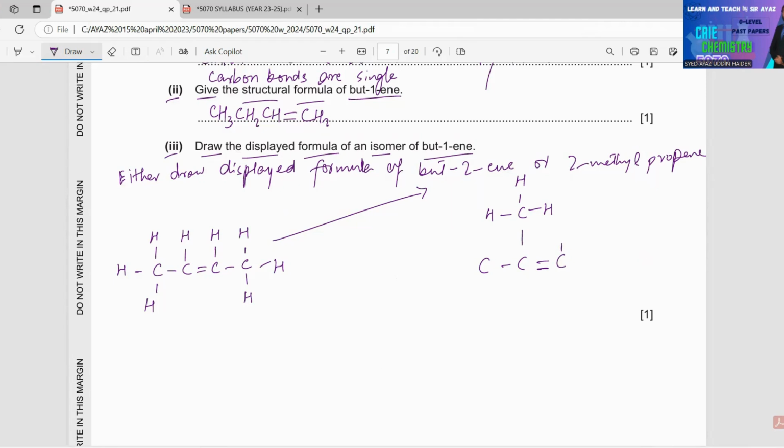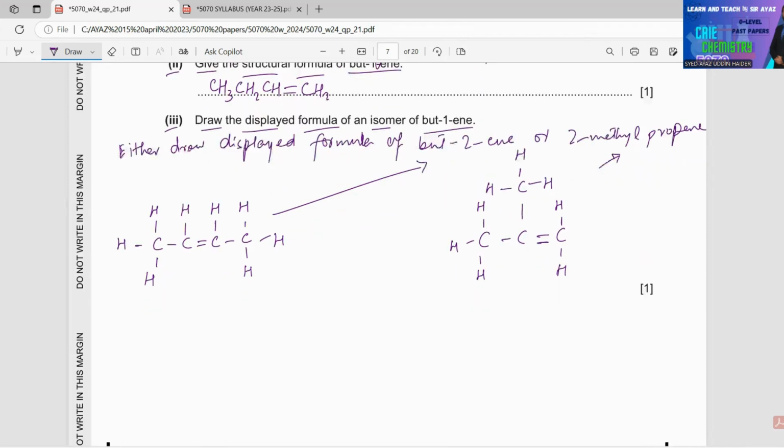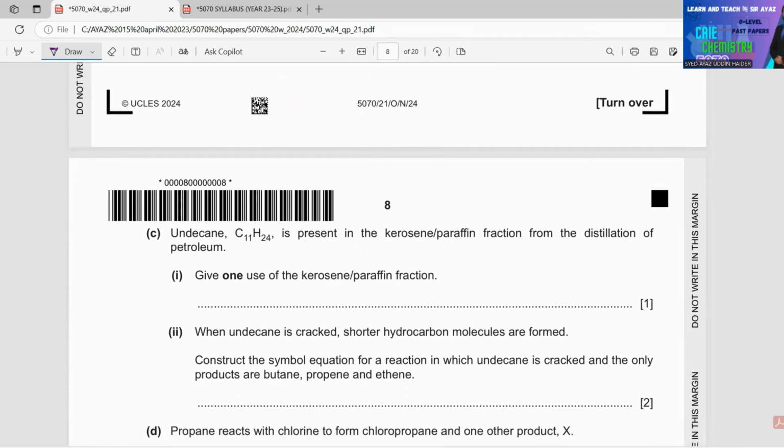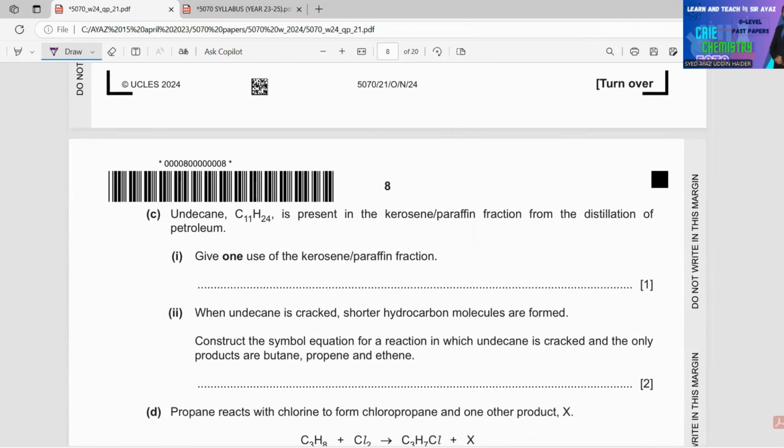One, two, three, four. Second carbon, it's already saturated, no need to place any hydrogen. Third carbon, 1, 2, 3, 4. Placing hydrogen atoms. It's saturated now. This is 2-methyl propene. You can draw any of these in your answer.